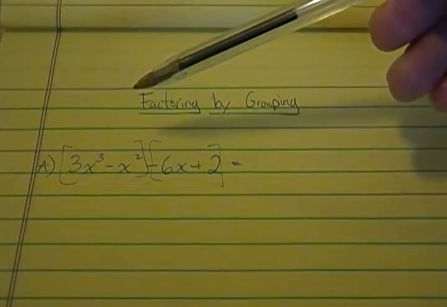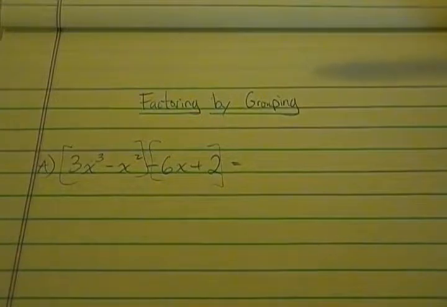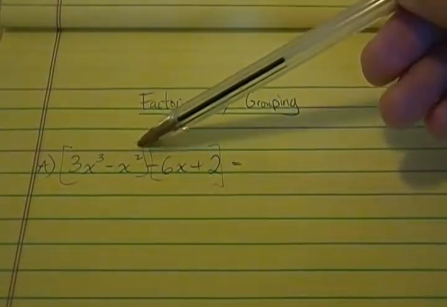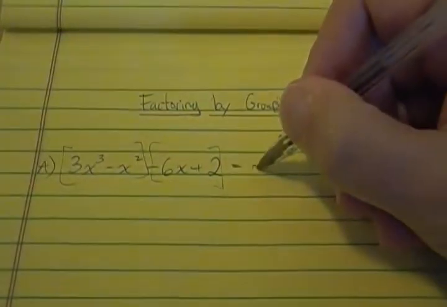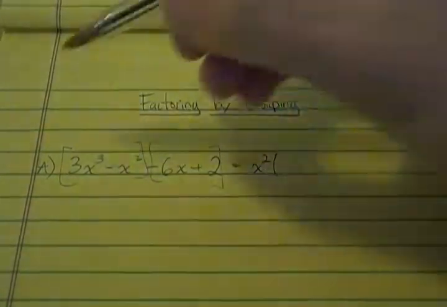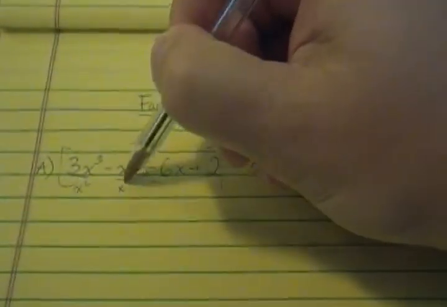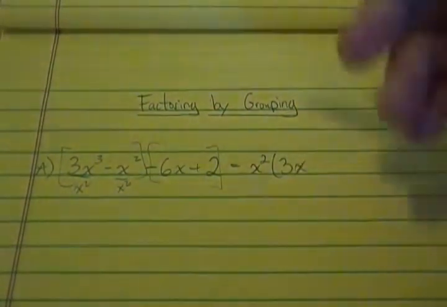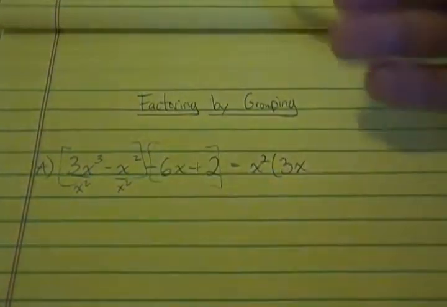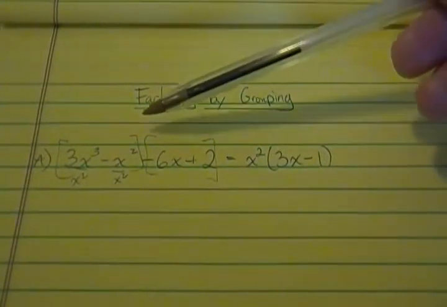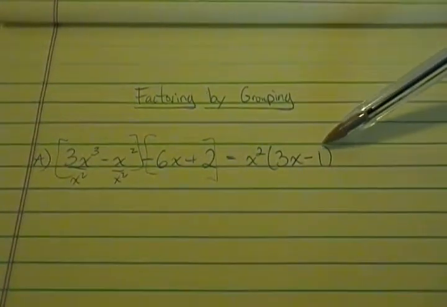And if you don't know what I mean by greatest common factor, I made a video about factoring by looking for the common factor, so you can go check out that video and get some background about what that means. But for the 3x to the third and the minus x squared, their common factor is an x squared. So I'm going to factor out an x squared from just those first two terms, and if you think about this as dividing both of those terms by x squared, 3x to the third, when I divide away x squared, I'm going to be left with 3x, and the x squared, when I divide away x squared, I'm going to be left with a minus 1. So for those first two terms, 3x to the third minus x squared, I can write that as x squared times 3x minus 1.